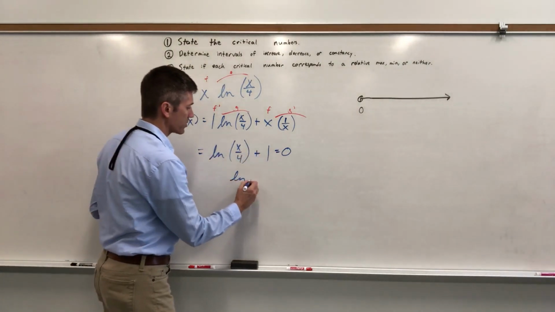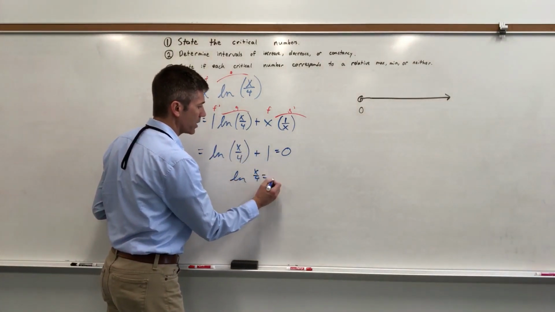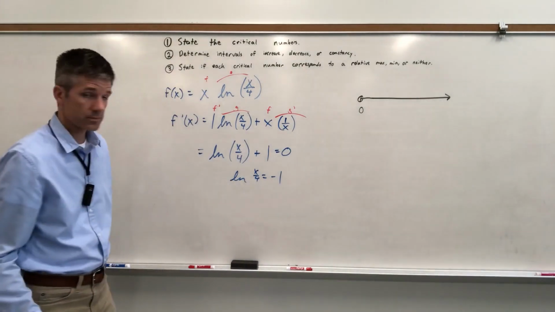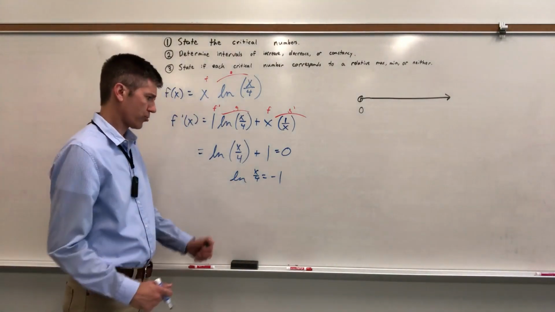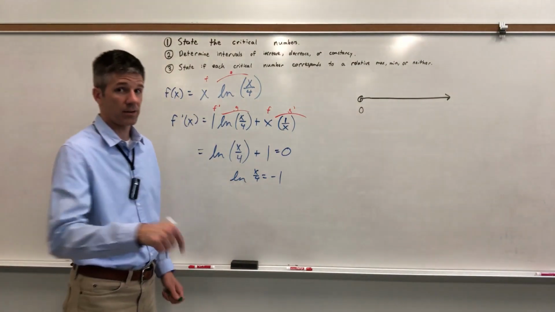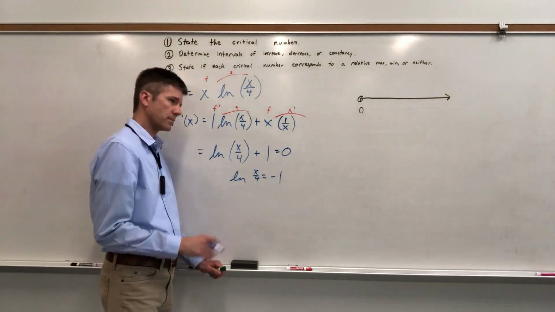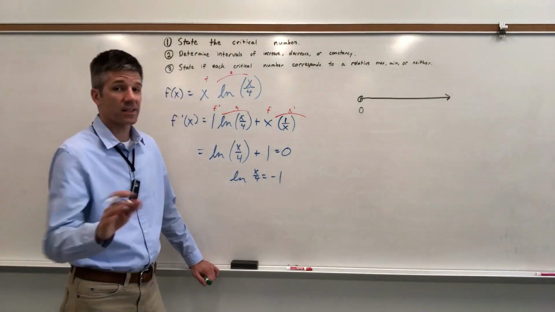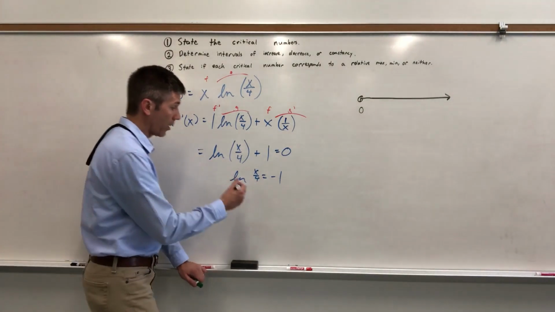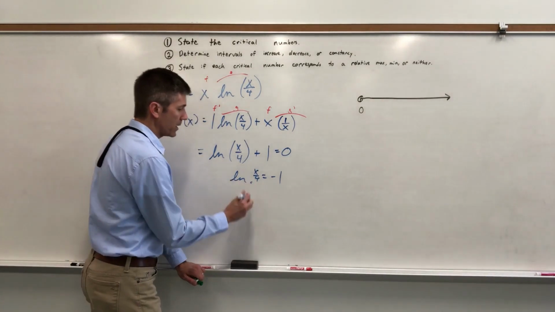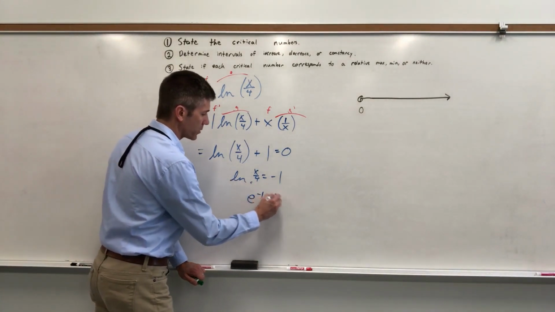So, natural log of x over 4 equals -1. Solve that. Oh, you can't solve it because logs can't be negative. You can't take the log of a negative number. You can with imaginary numbers. But you can't take the log of a negative number, but a log can equal a negative number, and here's how. There's a little e down here. E to the -1 equals x over 4.